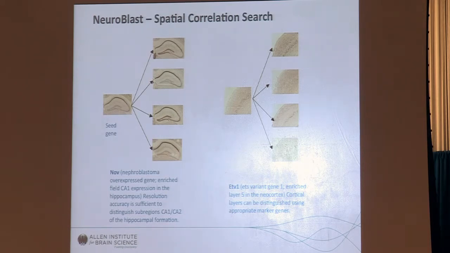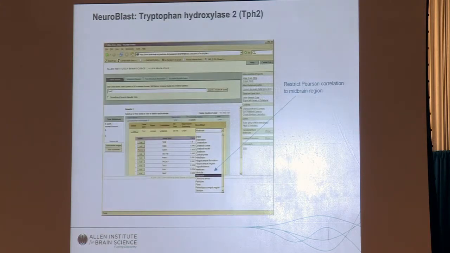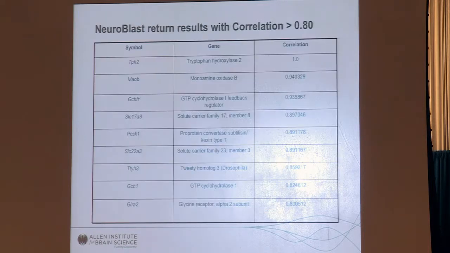And these are tools that are available on the website on a gene-by-gene basis. Here I'm doing it with this nephroblastoma overexpressed and ETS variant 1 gene, and I run it, and I can get back other image series which have a strong relationship to that. And then the website looks something like this. You can select a gene, and you can perform this correlation search, like a partial correlation, only restricted to a region that I'm interested in.